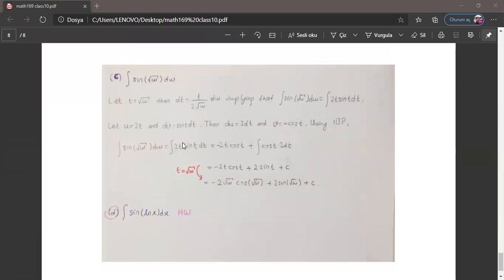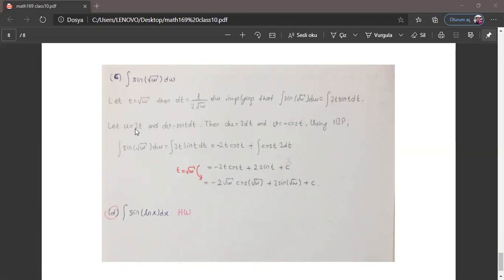Okay, this is the last question, and this is homework for you. Now what do we do? We substitute t equals square root of w. Then if we differentiate it, we get dt equals 1 over 2 square root of w dw. So this gives, then sine square root of w turns out to be this 2, so it comes from this equality, 2t sine t dt. Okay.